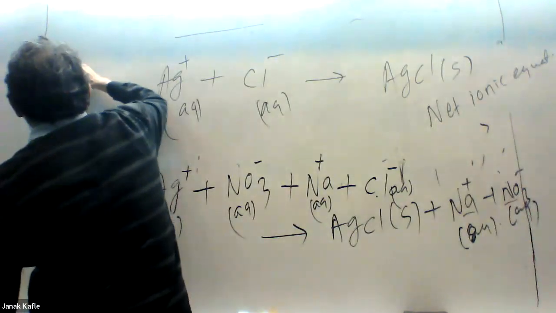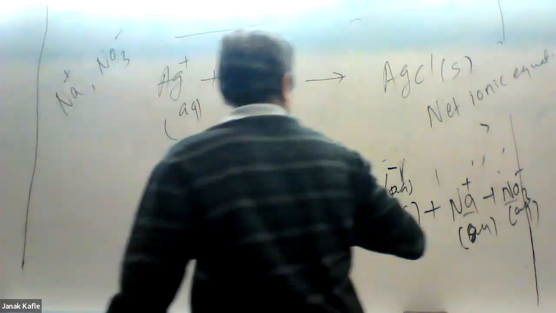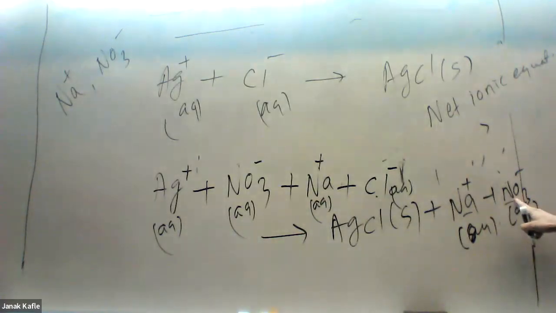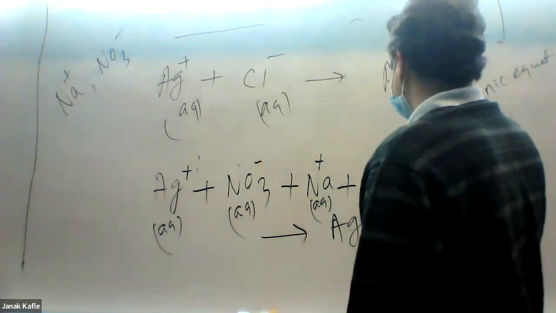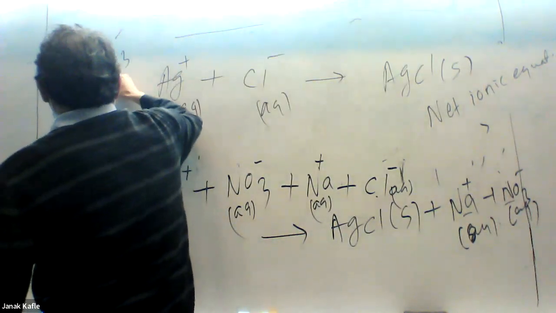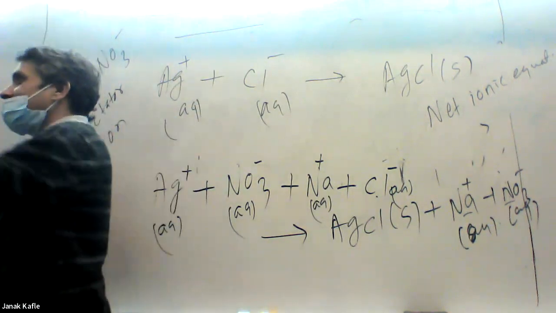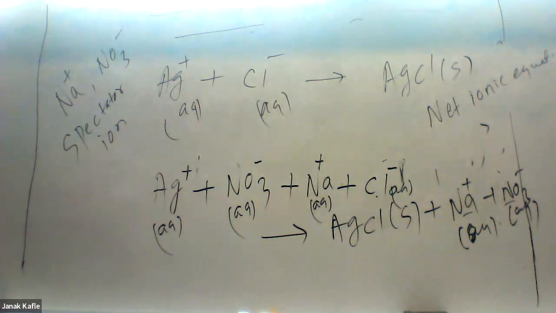So they are Na plus and NO3 minus, which are here. So this is Na and NO3 that I didn't include in my net ionic equation. They are called spectator ions. Spectator means they are just floating around there and not really reacting, not coming in, not sitting together. Everybody got that? So like that. Good.